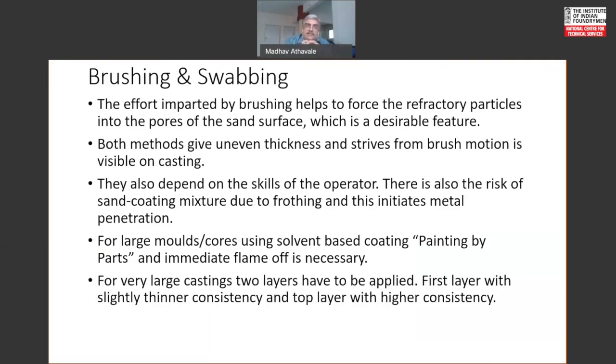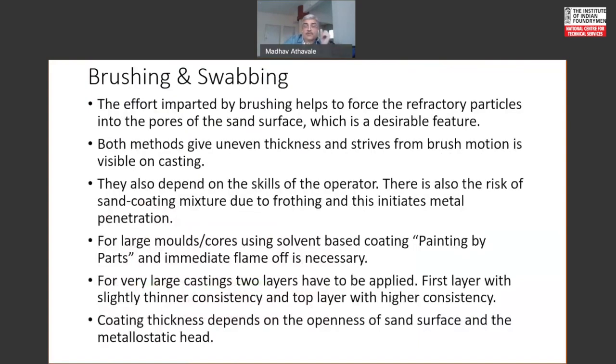For very large castings, sometimes 2 layers were required to be applied. Generally the first layer will be used with a slightly thinner consistency. So whether it is water-based or alcohol-based, you would make a slightly thinner viscosity and then apply the coating. That would allow the fillers to seep inside the coating layer and you will get some depth of penetration into the sand substrate so that you ensure that the voids are filled to the extent possible and then give a top layer. We have an example of a very large casting as we go further in this lecture.